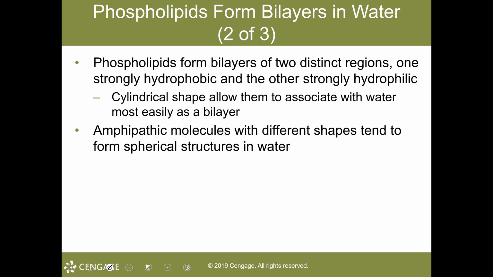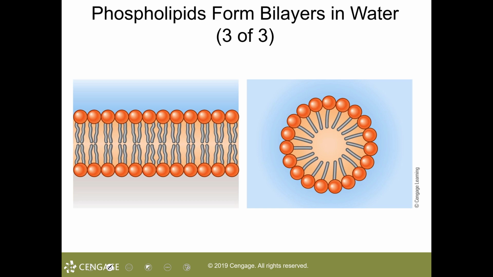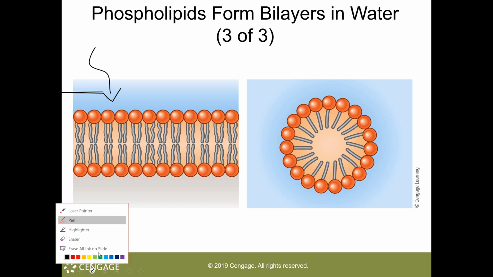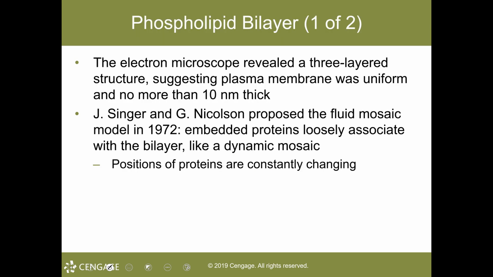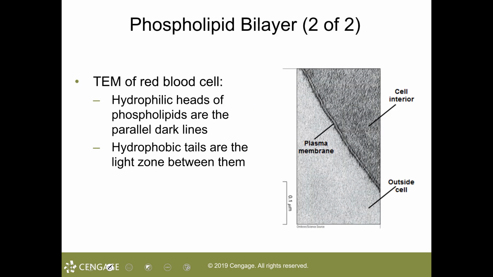Typical of which, of course, is that amphipathic molecules with different shapes tend to form spherical structures, as you're seeing here now, or as you would see, class, being part of that cell's membrane. So there you go. That is pretty much what I drew for you all on the prior slide, showing that phospholipid bilayer, hydrophilic here, and hydrophobic there.